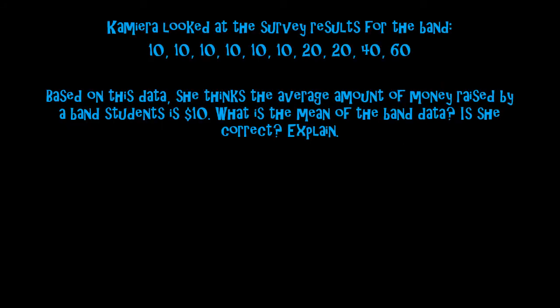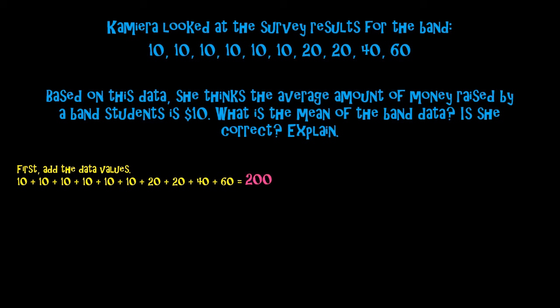Camila looked at the survey results for the band. Based on this data, she thinks the average amount of money raised by a band student is $10. What is the mean of the band data? Is she correct? Explain. So we need to find the mean of these numbers, which means we want to take that entire data set and we want to add it together. Our first step, add the data values. When we add those numbers together, we get 200.